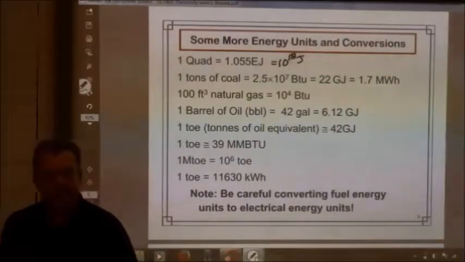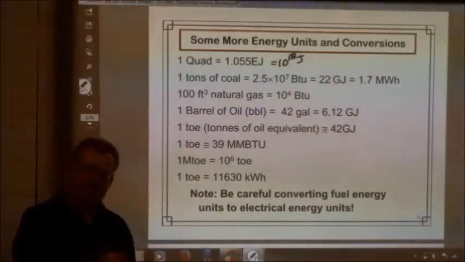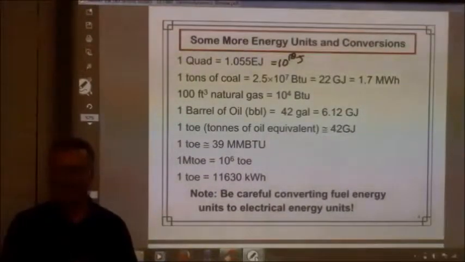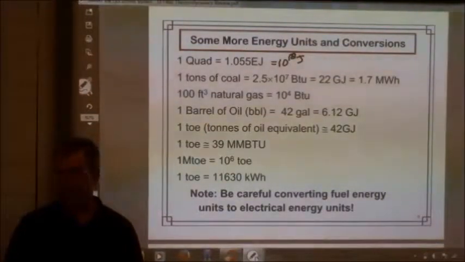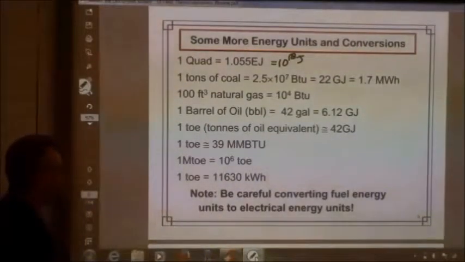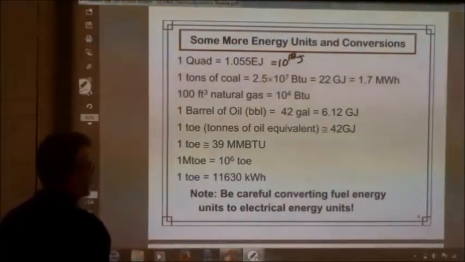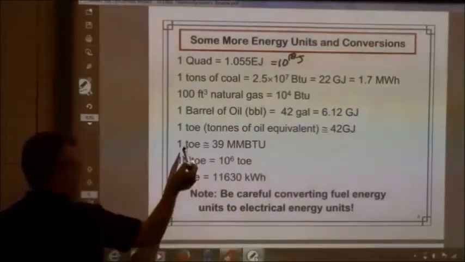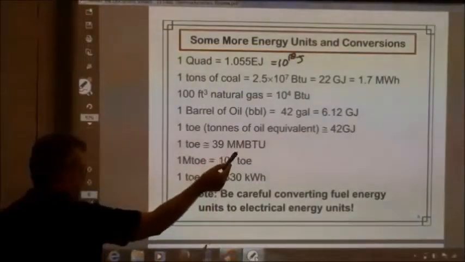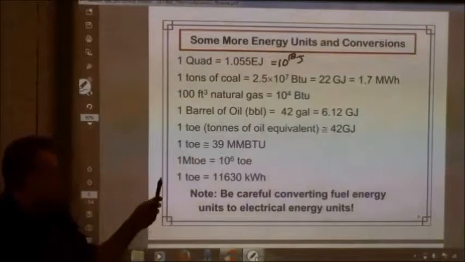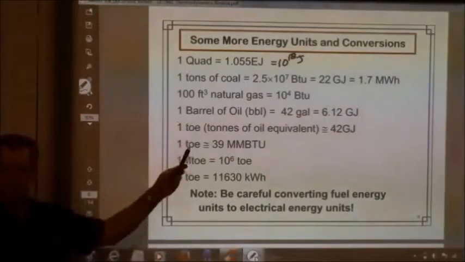And so here, what we're talking about, this energy unit is defined in terms of the heat energy released when you burn a given quantity of that fuel. Okay. So 1 ton of oil equivalent is 42 gigajoules, which is about 39 million BTUs. Okay. So you can see that you can do any number of conversions.